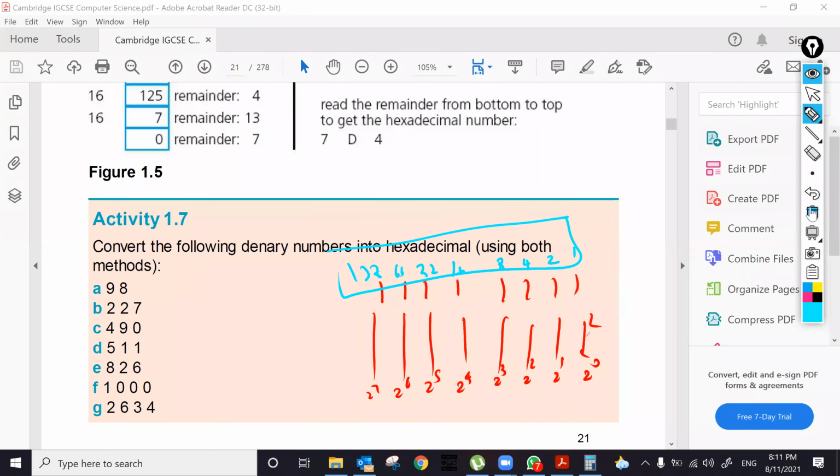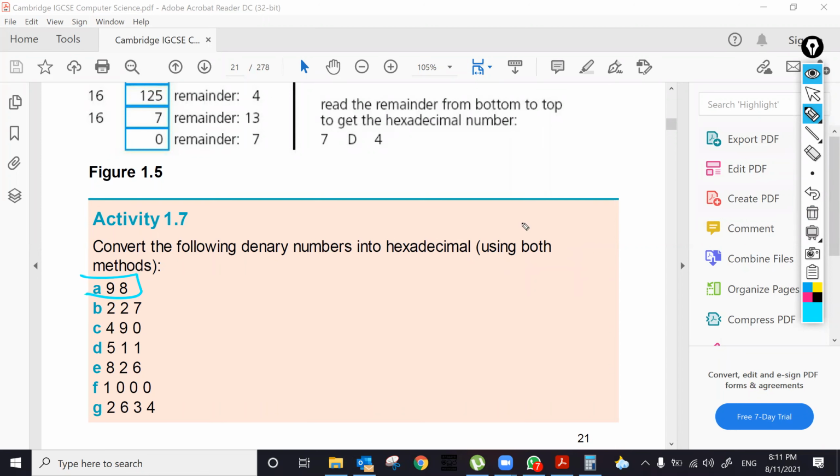So if you say straight away 98, how can I write straight away to the binary? I can write 98, then 128, we can't get it. It's more than that. Then 64, yes, I can put 64. Then 64 plus 32, it's 96, yes. It's below, no? So I can put 1 here. Okay, now another 2 is remaining.